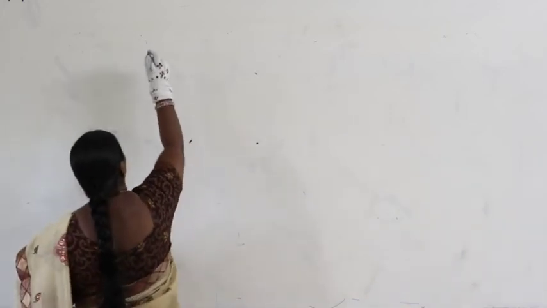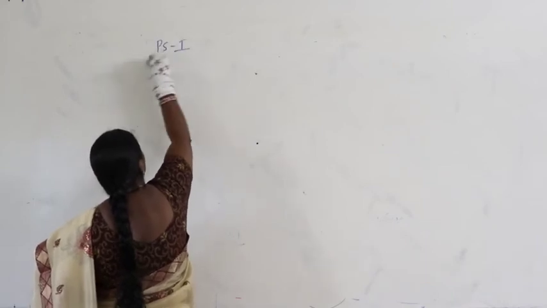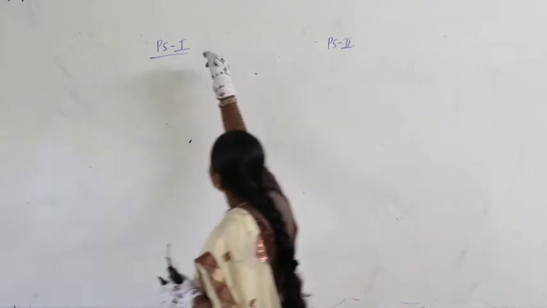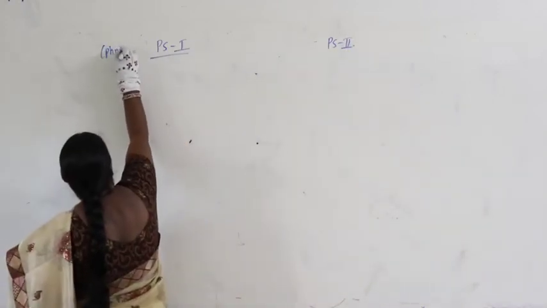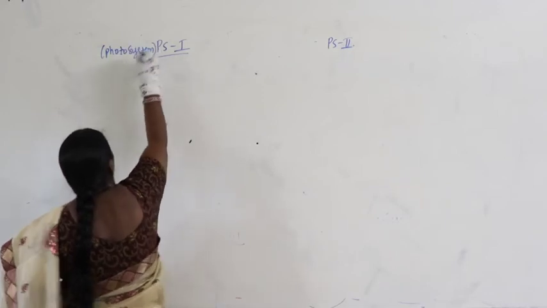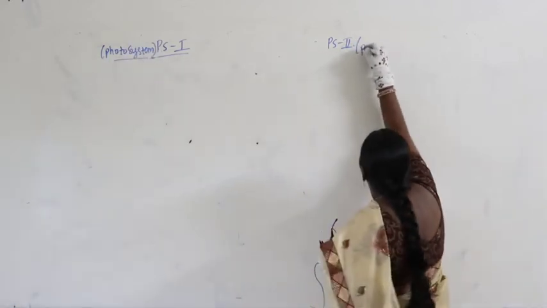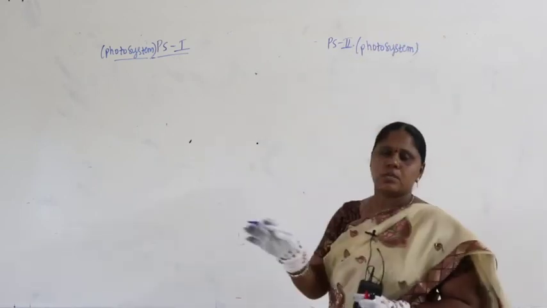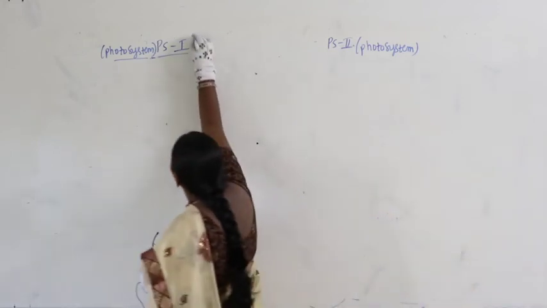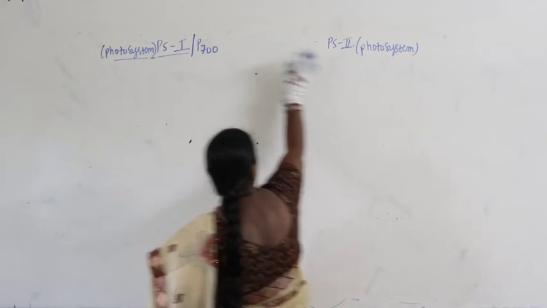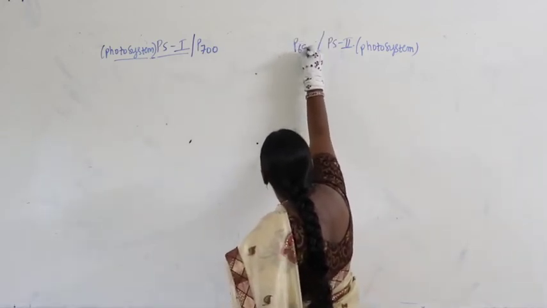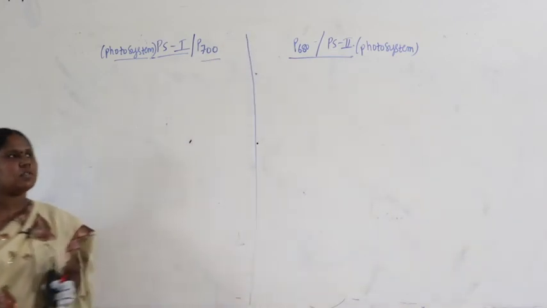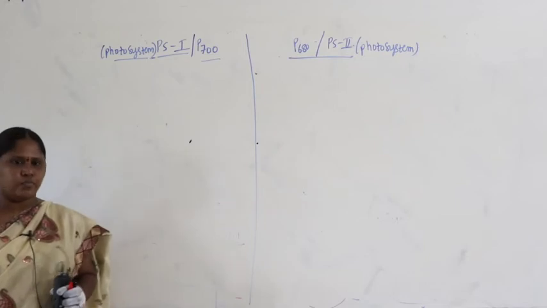Now let us make clear differences between photosystem 1 and photosystem 2. Okay. So here let us take photosystem 1 and then photosystem 2. Photosystem 1 itself is also called as what? P700. Photosystem 2 itself is called as P680. Now let us make the clear differences between photosystem 1 and photosystem 2, right.